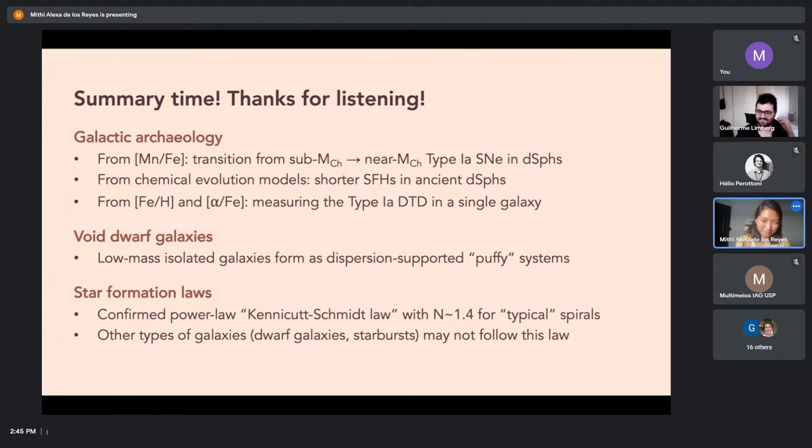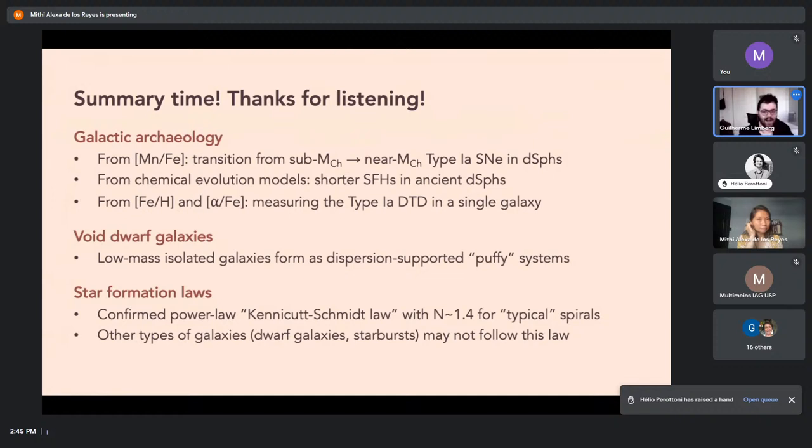Thanks so much. Thank you, Mia. Thank you so much. It was quite clear, although it was kind of a lot of technical things like time delay distribution and star formation laws. But the slides are so beautiful and they helped a lot.